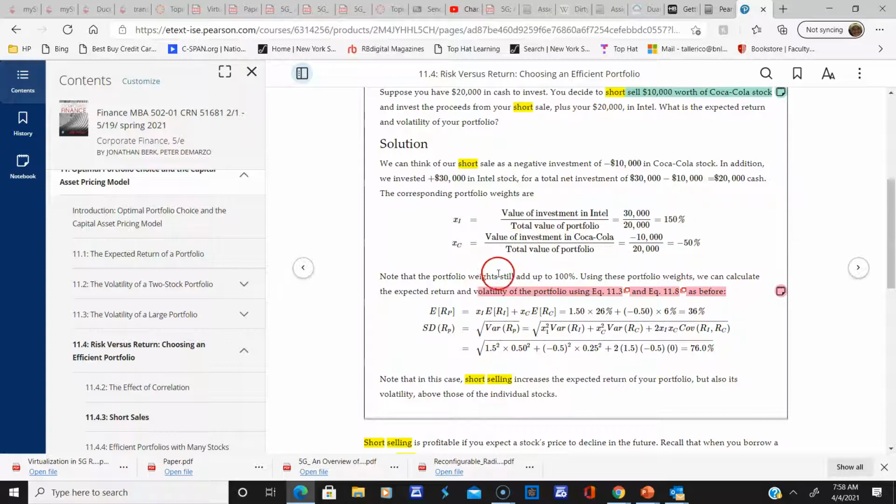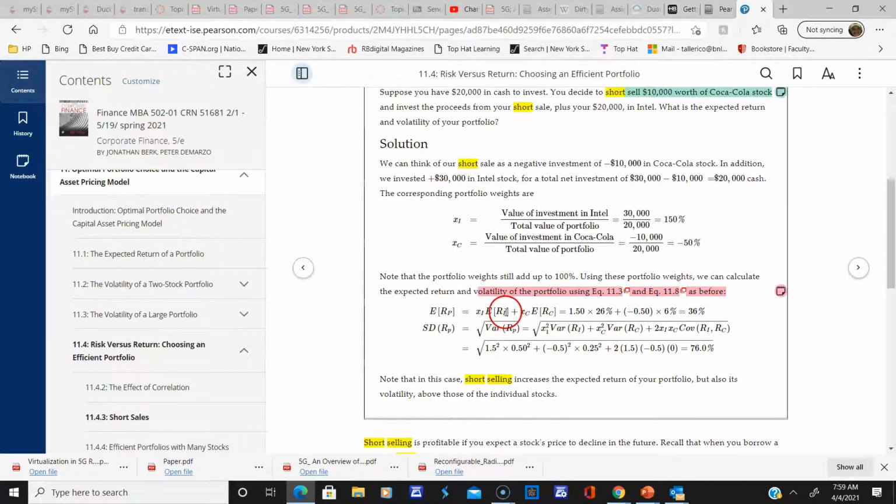Now, I want to make something clear. They're using equation 11.3 and equation 11.8 as before. You see that in this example? So here's 11.3 and 11.8. Short selling basically increased the expected return here, but it also increased the volatility. So you can clearly see you can make money, but it's a lot more risky. That was an absolutely correct statement that was made there.